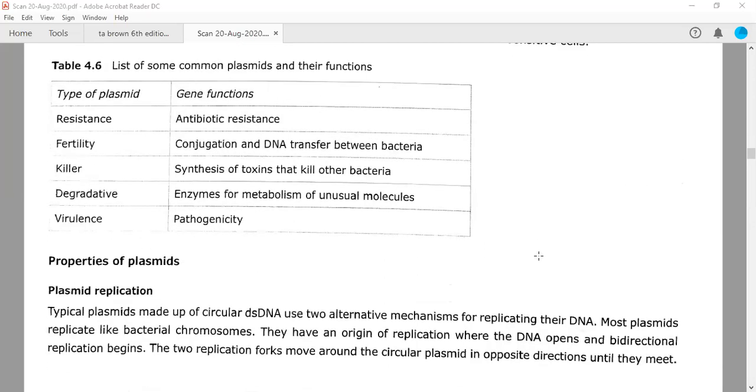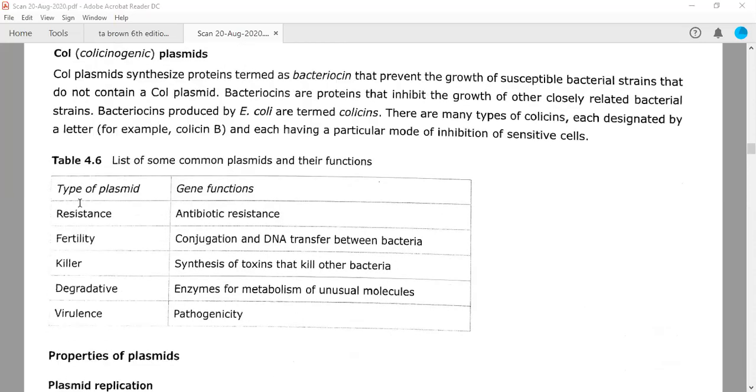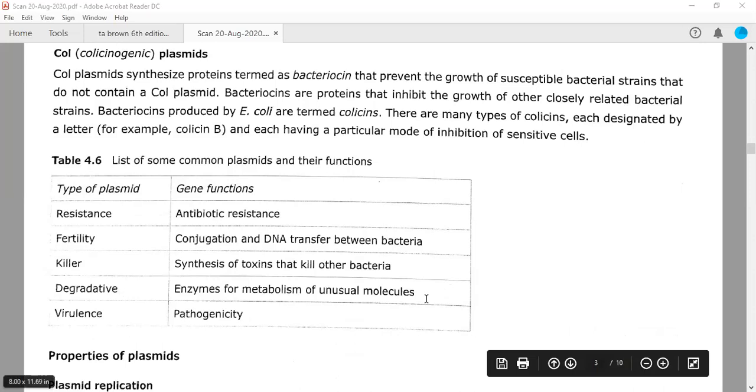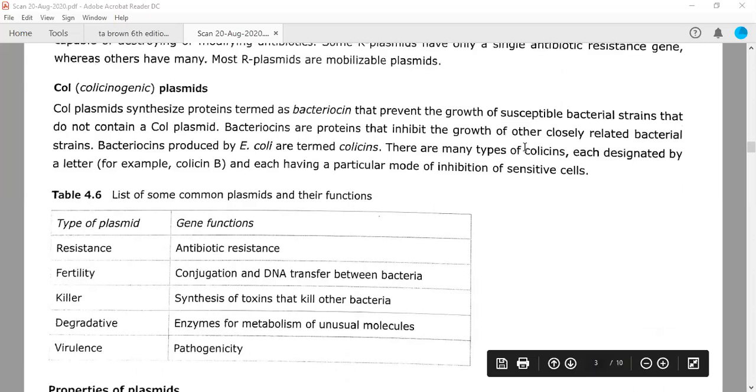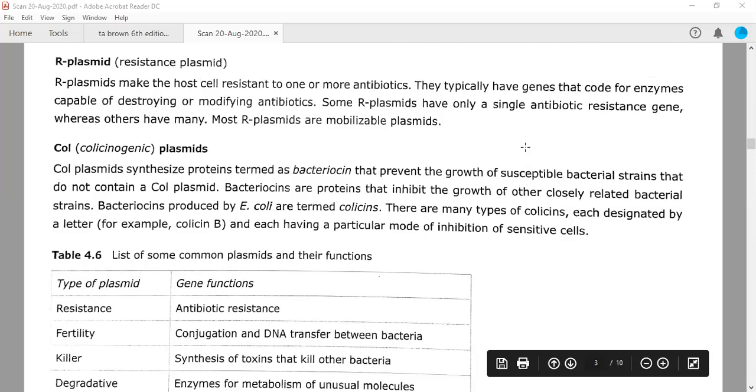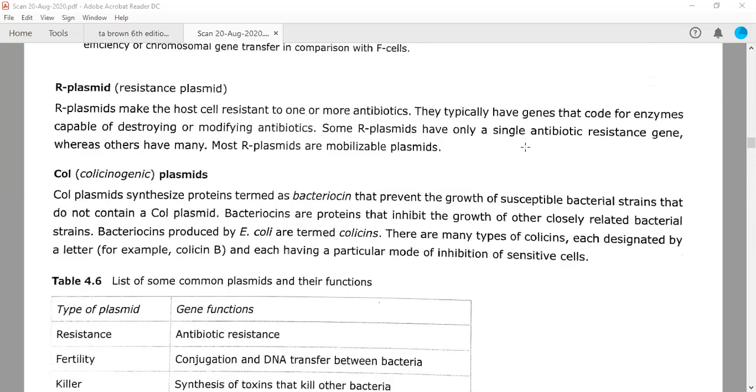Actually, we have discussed many of the things given here, like resistance, fertility, killer plasmid, degradative plasmid, and virulence plasmids. We have discussed them, so you can read this text. If you find a problem, you can ask me.